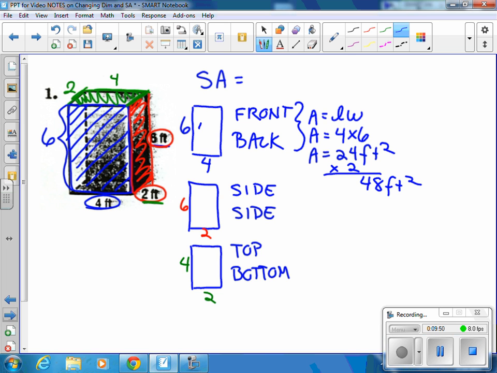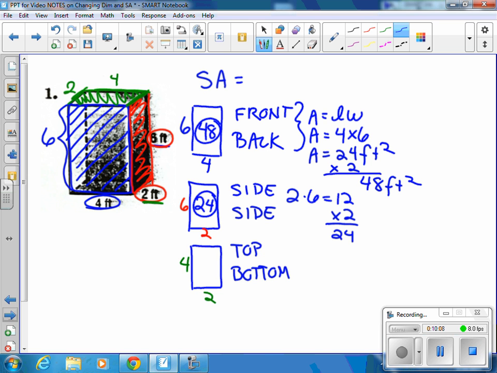Now I could go ahead and write it right inside here because that's going to be both the front and the back together. I'm going to do the same thing for the side and side. So I know it's 2 times 6. That equals 12. I'm going to times it by 2. That gives me 24. So both sides together are 24.